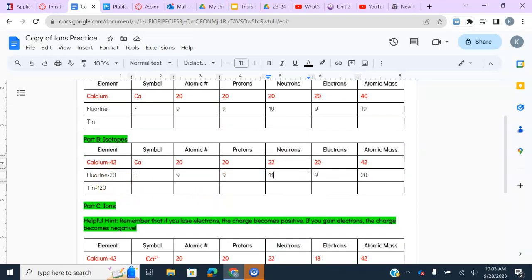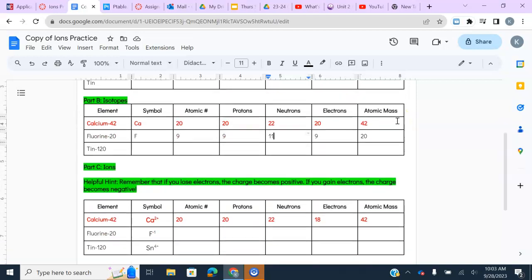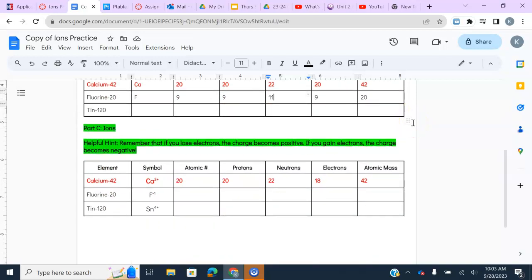Part B, with the isotopes, we are only changing the number of neutrons, okay? So for 10, 120 will be your mass here. So the mass will be 120, and then in part A, you have to find the atomic mass from the table, okay?